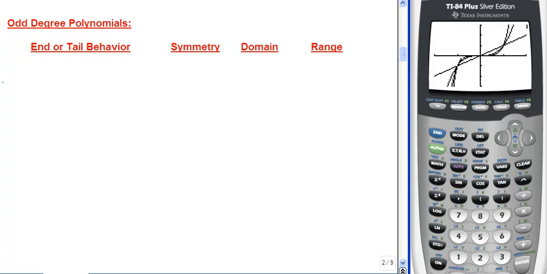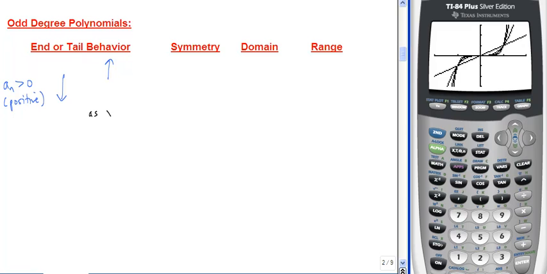And again, let's assume initially that this a sub n is greater than 0, so that leading coefficient is positive, which is what all of these were because we had x, x cubed, x to the 5th, x to the 7th. What kind of end or tail behavior do they have? Well, they start low, shooting down on the left, and they go high, shooting up on the right. Let's write that using our arrows and our infinities.